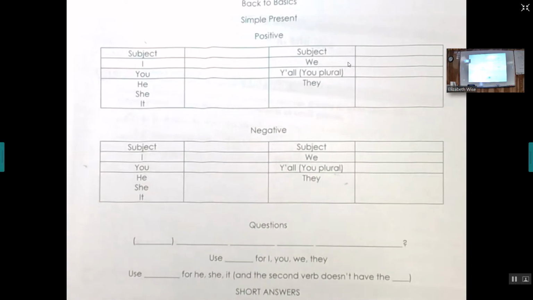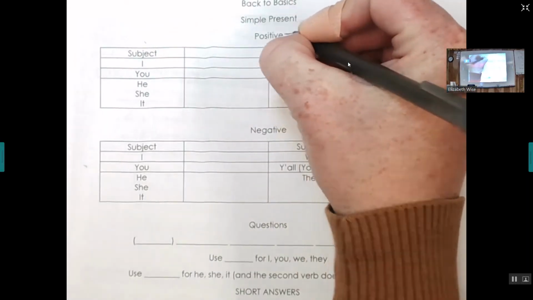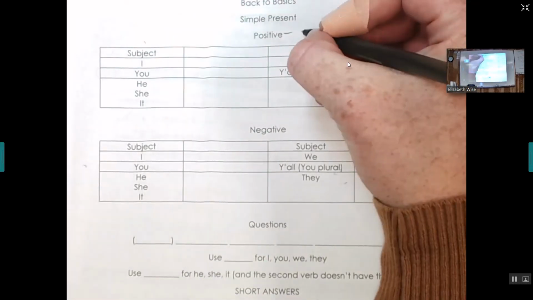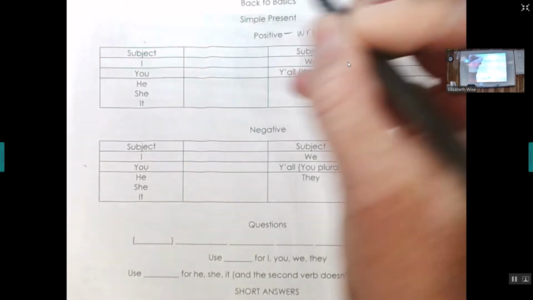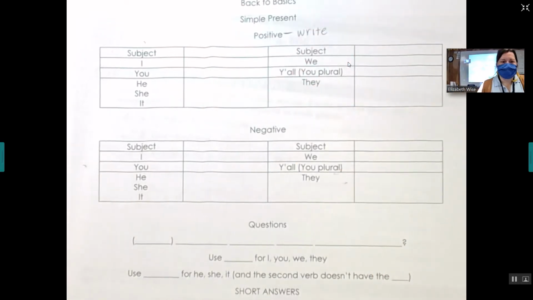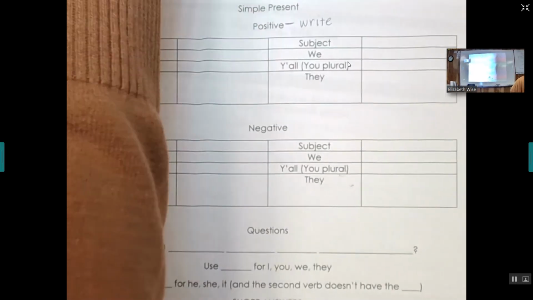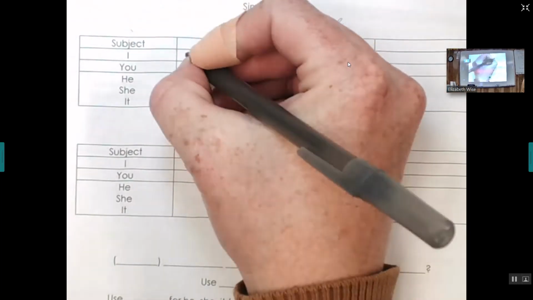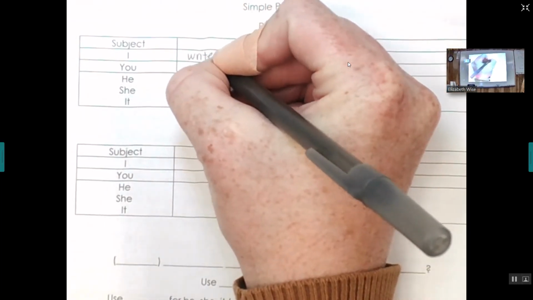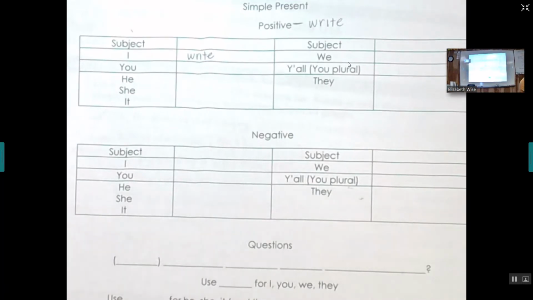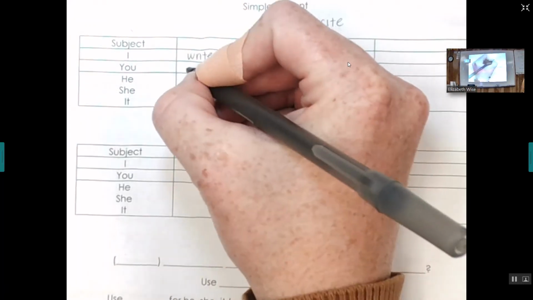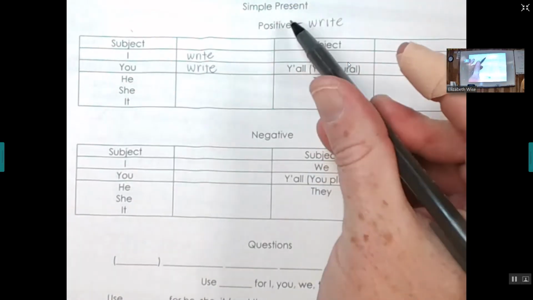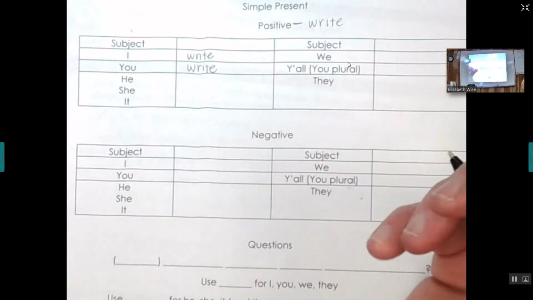And so that way we get everything that we need to know, and then we'll practice a lot. Okay? So for positive, let's do the verb write. Let me zoom in. Okay, so for I, what would it be? I write, right? Correct? I write, you write. Now in simple present for he, she, and it, what do we need on the verb?